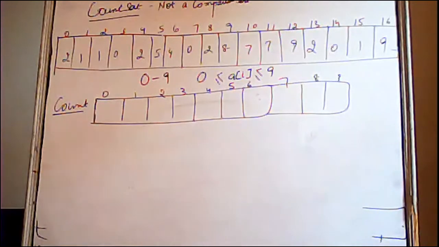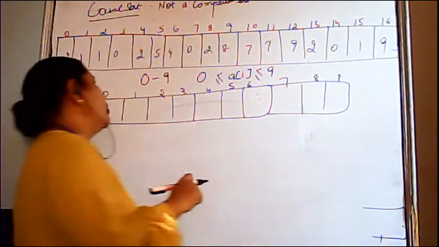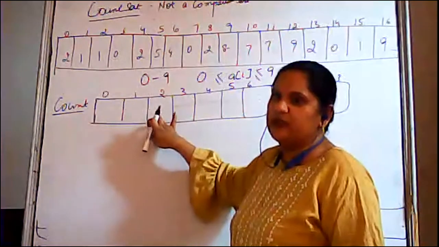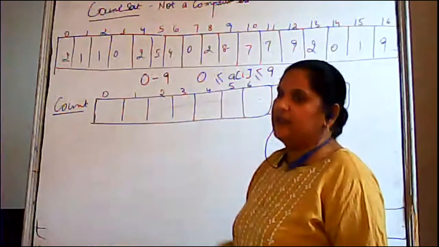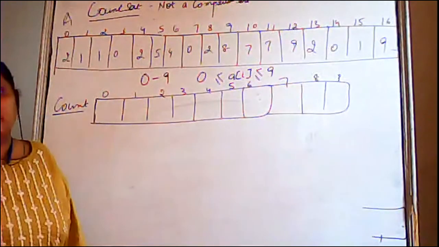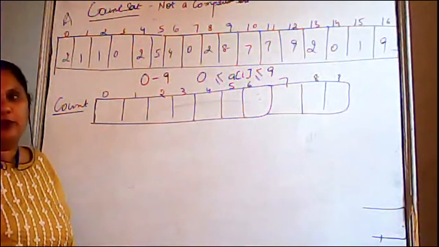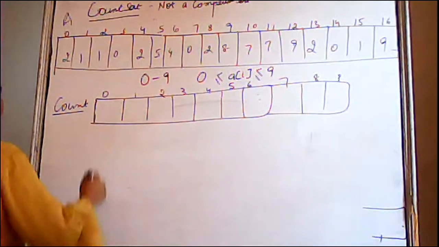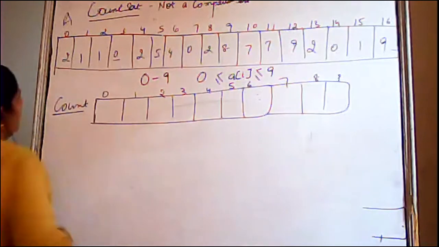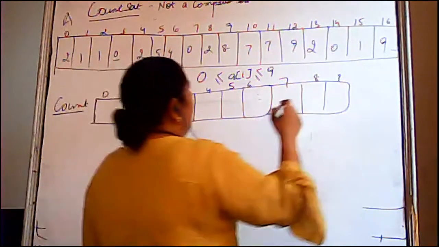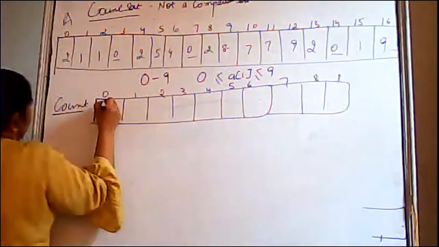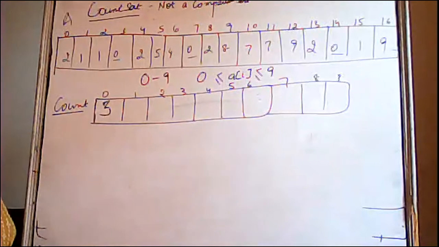Now you have to count the occurrences of each index. 0 is occurring how many times? 1 is occurring how many times? 2 is occurring how many times in the given array A? So you have to count the occurrences of 0 through 9. If I see 0, I'll count it for you, then we will do the rest. At 3 we have 0, at 14 we have 0, and at 7 we have 0. So write 3 here. 3 occurrences of 0 are there.